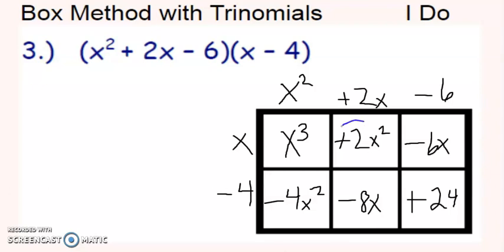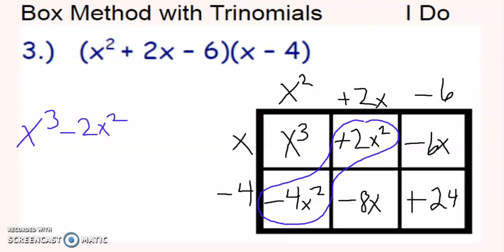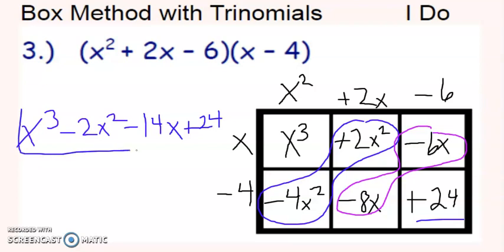All right, let's combine the diagonals. We have x cubed, and then 2x squared minus 4x squared is minus 2x squared. And then negative 6x plus negative 8x is negative 14x. So put minus 14x. And then we put our constant at the end, plus 24. And this is our standard form.